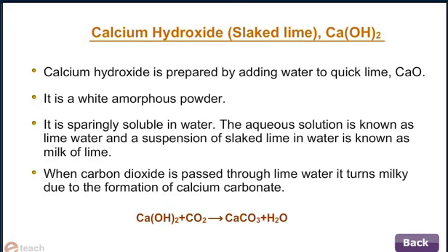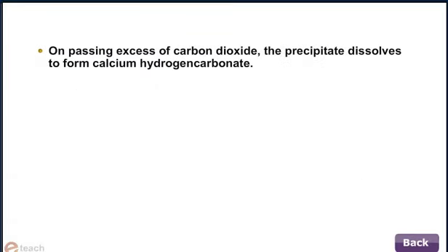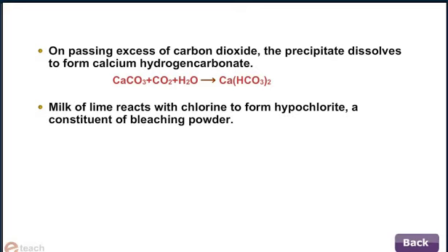Ca(OH)2 plus CO2 gives CaCO3 plus water. On passing excess carbon dioxide, the precipitate dissolves to form calcium hydrogen carbonate. CaCO3 plus CO2 plus H2O gives Ca(HCO3)2. Milk of lime reacts with chlorine to form hypochlorite, a constituent of bleaching powder. 2Ca(OH)2 plus 2Cl2 gives CaCl2 plus Ca(OCl)2 plus 2H2O. CaCl2 plus Ca(OCl)2 is called bleaching powder.